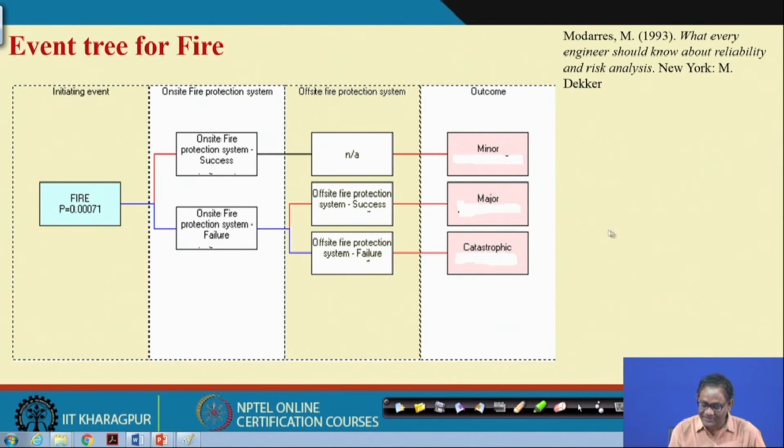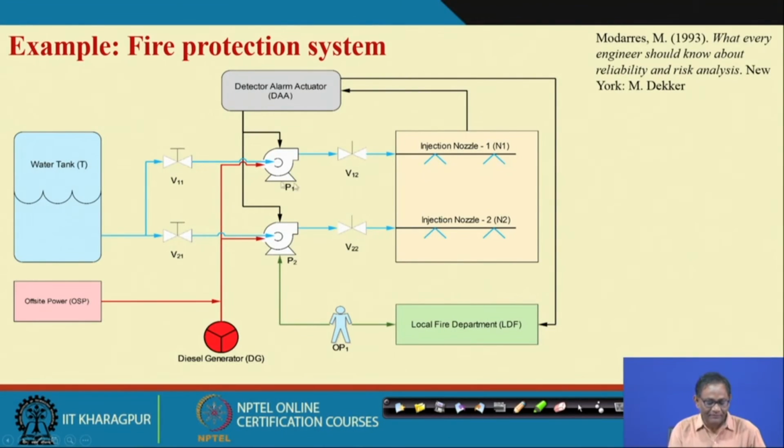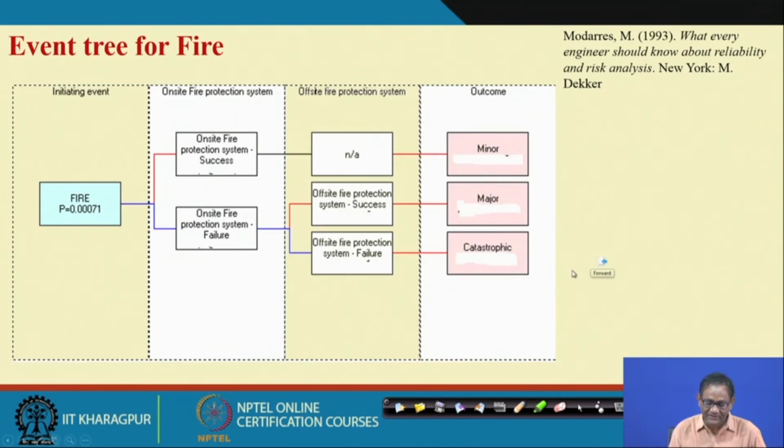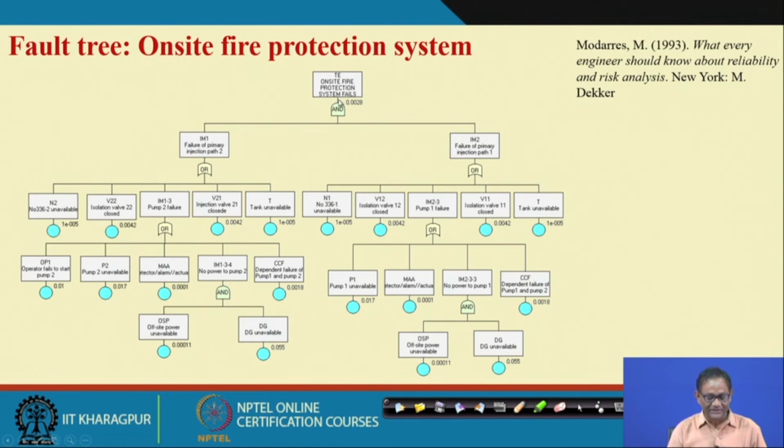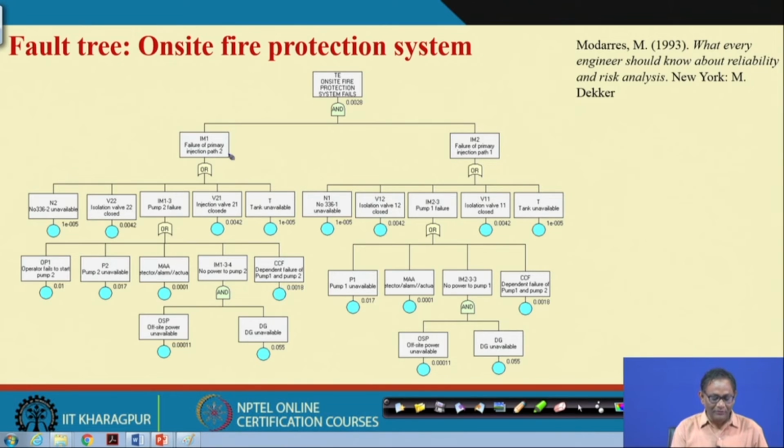Suppose the on-site protection measures fail. That means, in this fault tree, these two will fail. So, this is the on-site protection measure failing: failure of the primary one, failure of the second one, primary injection path 2, primary injection path 1. Path 1 means nozzle 1, and you see these things: nozzle failure, valve failure, another inlet valve, outlet valve, tank not available. All those things lead to failure of this, and pump failure also leads to failure of this, but pump failure depends on many other things.